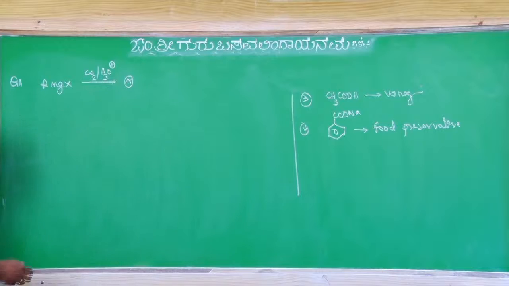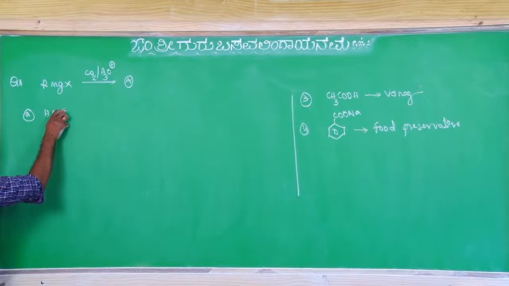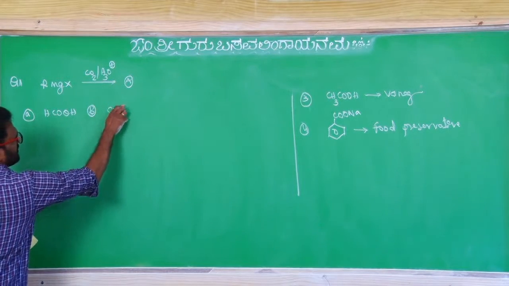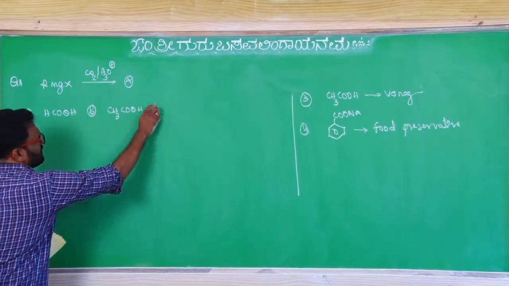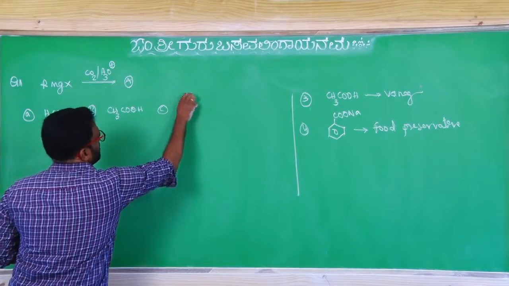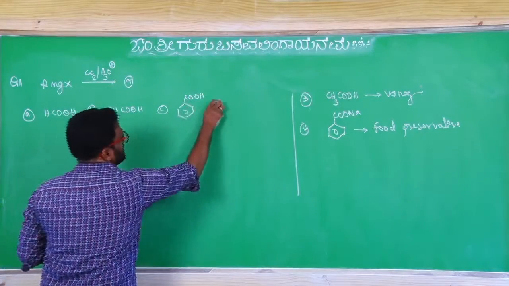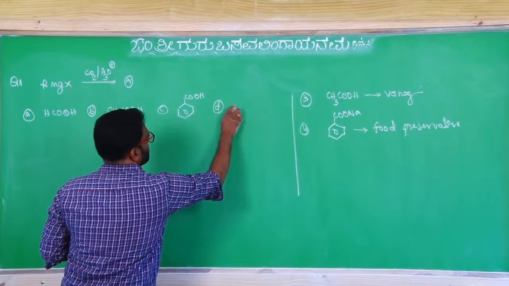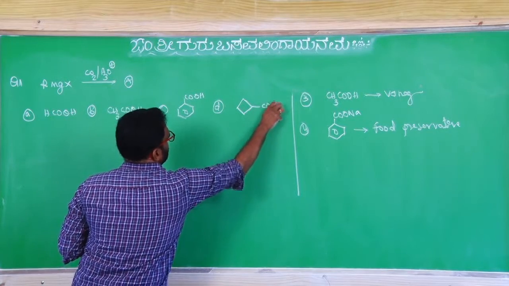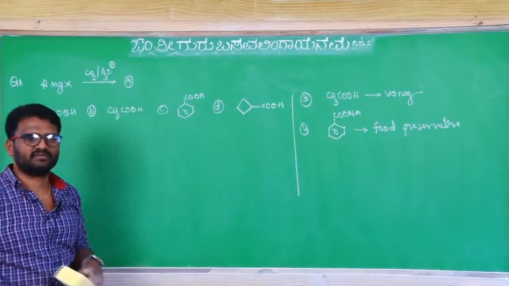The first option is formic acid, the second option is acetic acid, the third option is benzoic acid, and the fourth option you can take as any one cyclic carboxylic acid.